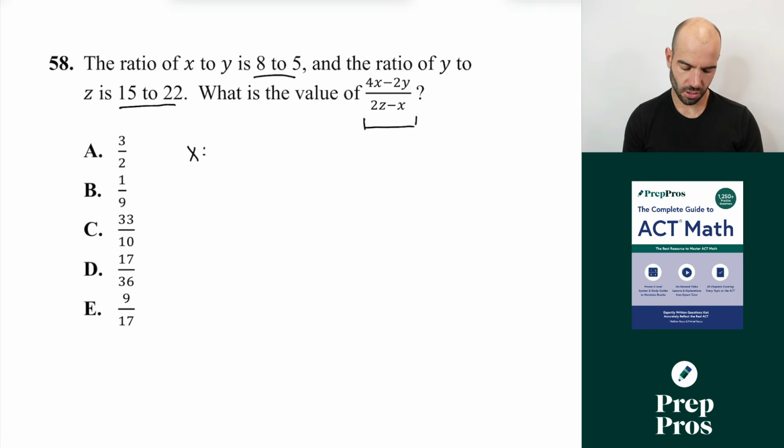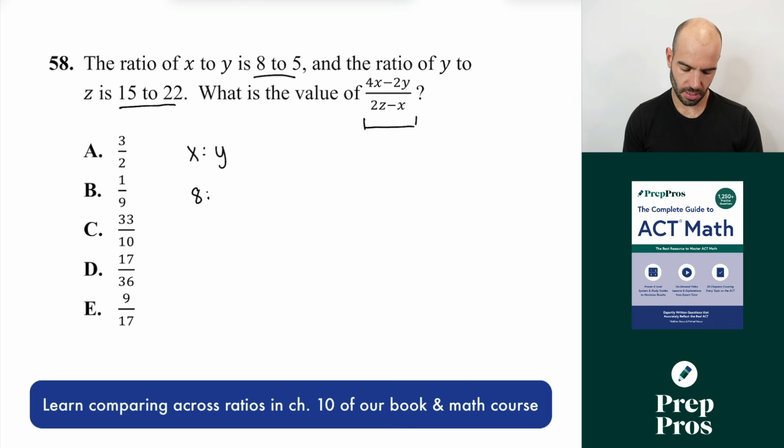So the trick here to make this easier is to be able to compare across ratios properly. We know that our x to y is 8 to 5, and our y to z is 15 to 22. Anytime we have a variable in both ratios, like here we have y's in both ratios, the trick is to make those values the same. Right now in the first proportion, the y value is 5, and in the second proportion, the y value is 15. We want to make those values match so we can compare across ratios.